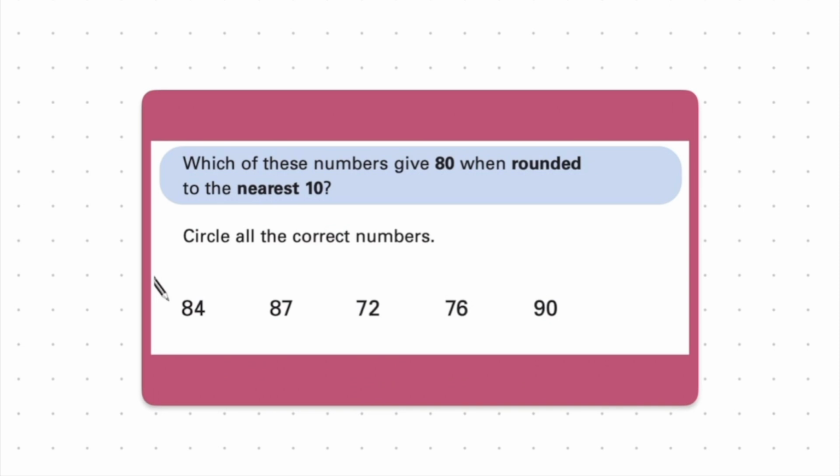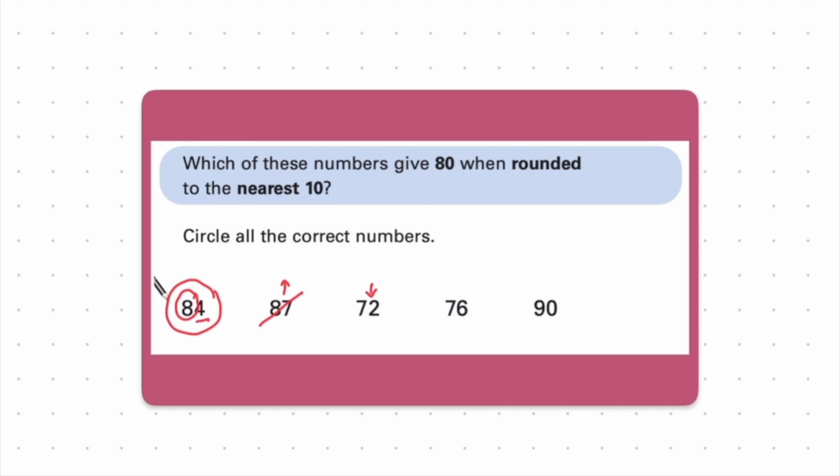Let's look at some questions all together. So first question, which of these numbers gives 80 when rounded to the nearest 10? So let's look at each one. We're going to circle our target number, so that's our 8, and we're going to underline our 4. So our 84, we can see that that's going to round down to 80, so we can circle this one. 87, our 7 is going to make us go up, and that would go to 90, so we know that's not correct.